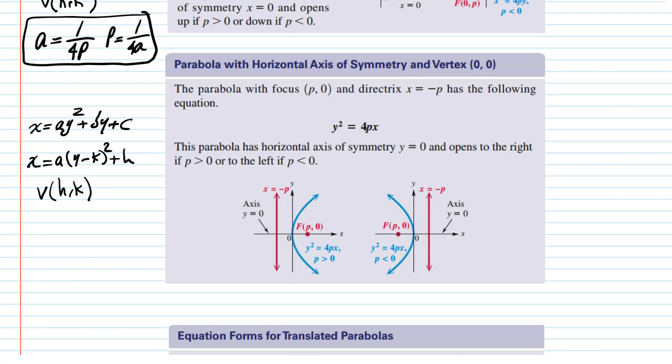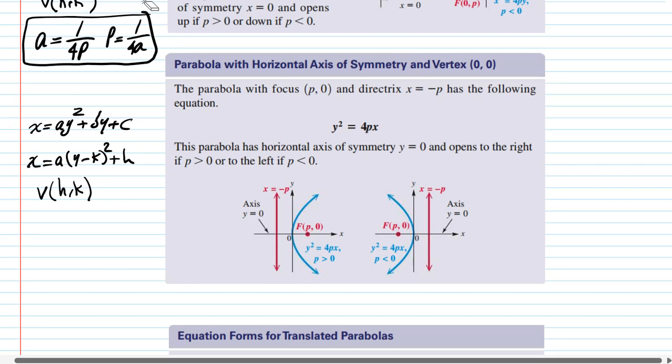If P is positive, the parabola opens to the right. If P is negative, it opens to the left. And we have both of those in here. Remember, P and A are related to each other up here. If P is positive, A is positive, and vice versa.